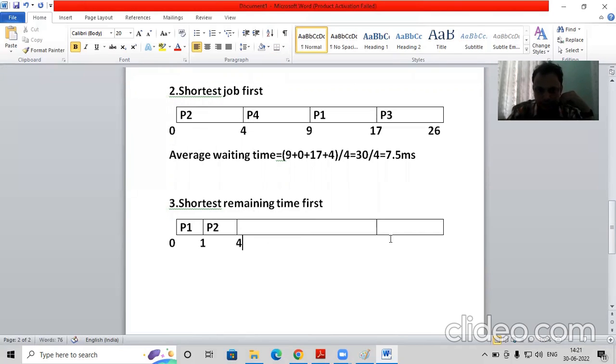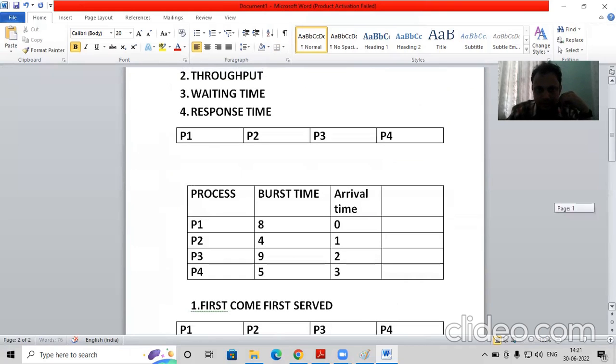It is 4. But you can note that when P2 is executing, at the same time P3 is coming. But P3 will take more time than P2 to be executed. So P2 will not be stopped. P2 will be executed, continue to execute.